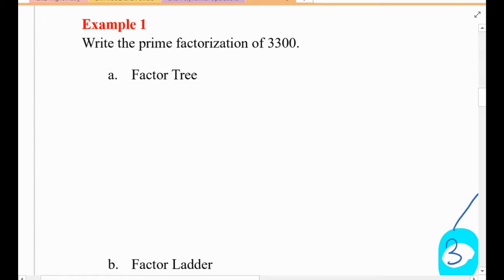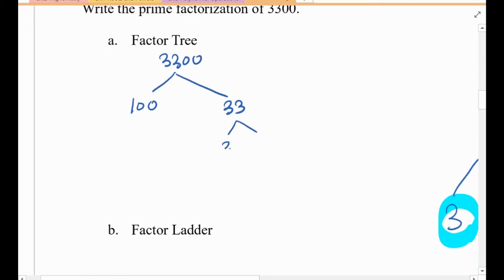Example 1. I want you to pause the video and find the factor tree of 3,300. Go ahead, everyone. Alright, have you guys tried it? Let's do it together. Factor tree, 3,300. So what I'm going to do, I'm going to do 100 and 33. And 33 becomes 3 and 11. 3 and 11 are prime numbers, prime factors. I'm just going to stop here and I can do more.